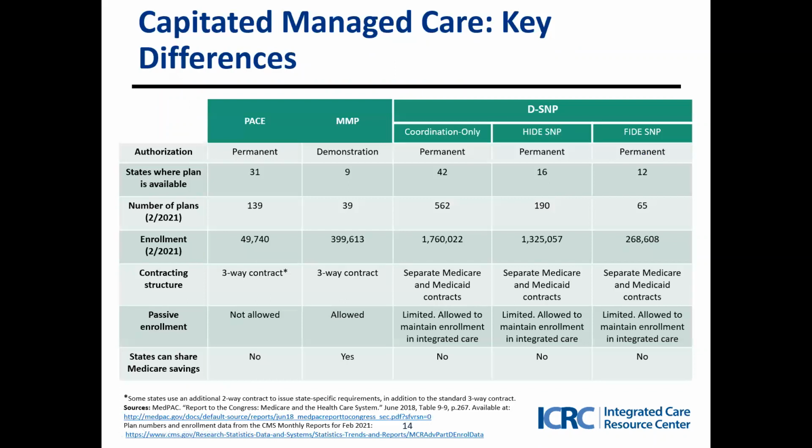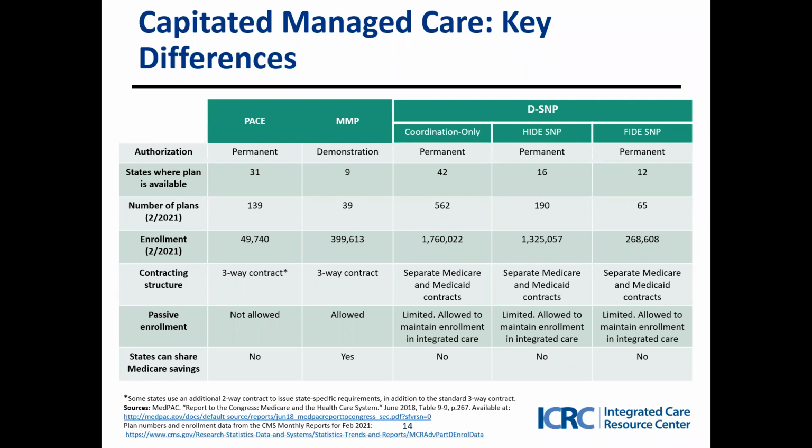So this table here just highlights some of the key differences between these capitated managed care programs. I'm not going to go into every data point here, but this is just to highlight that there is a lot of variation just in the number of states in which these programs are available, the number of plans, the enrollment numbers, and the ways in which each are administered.